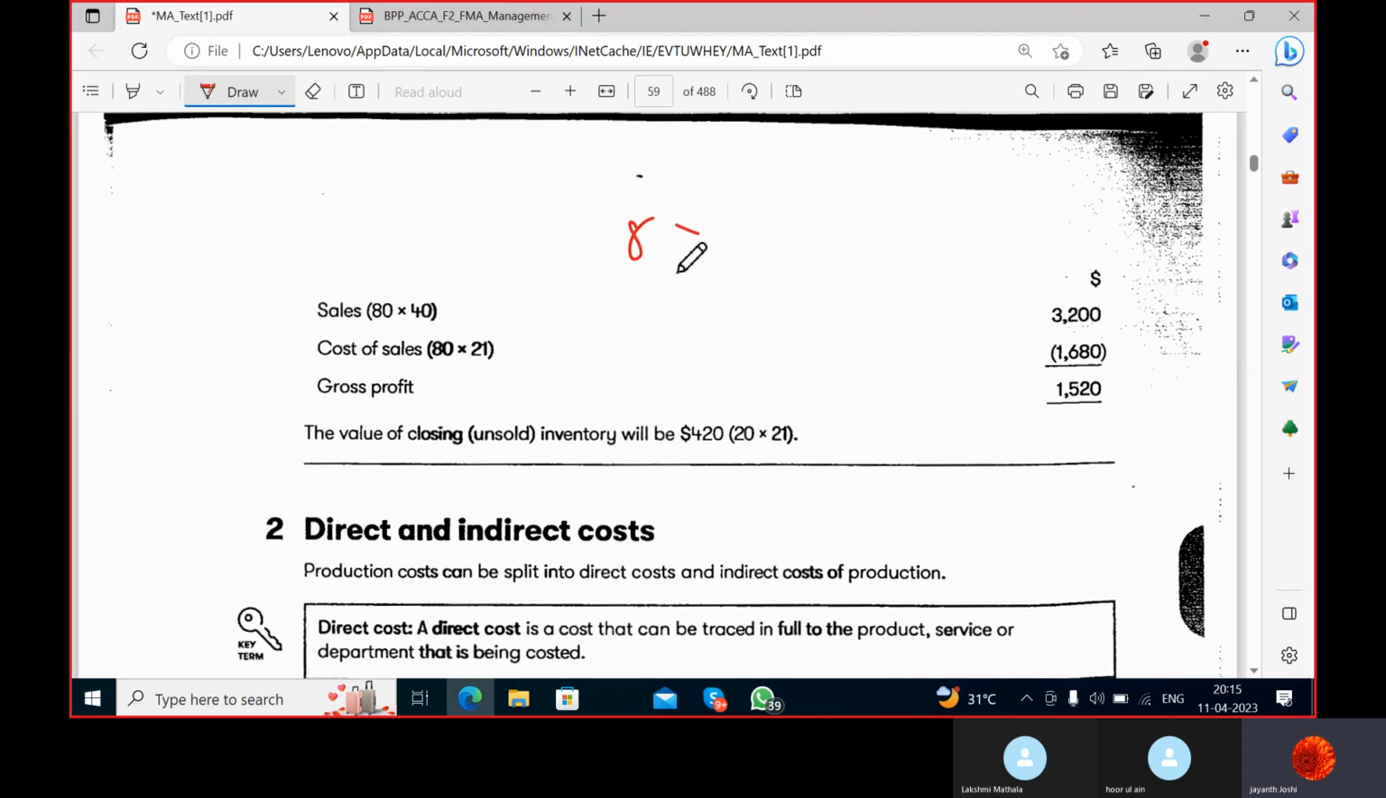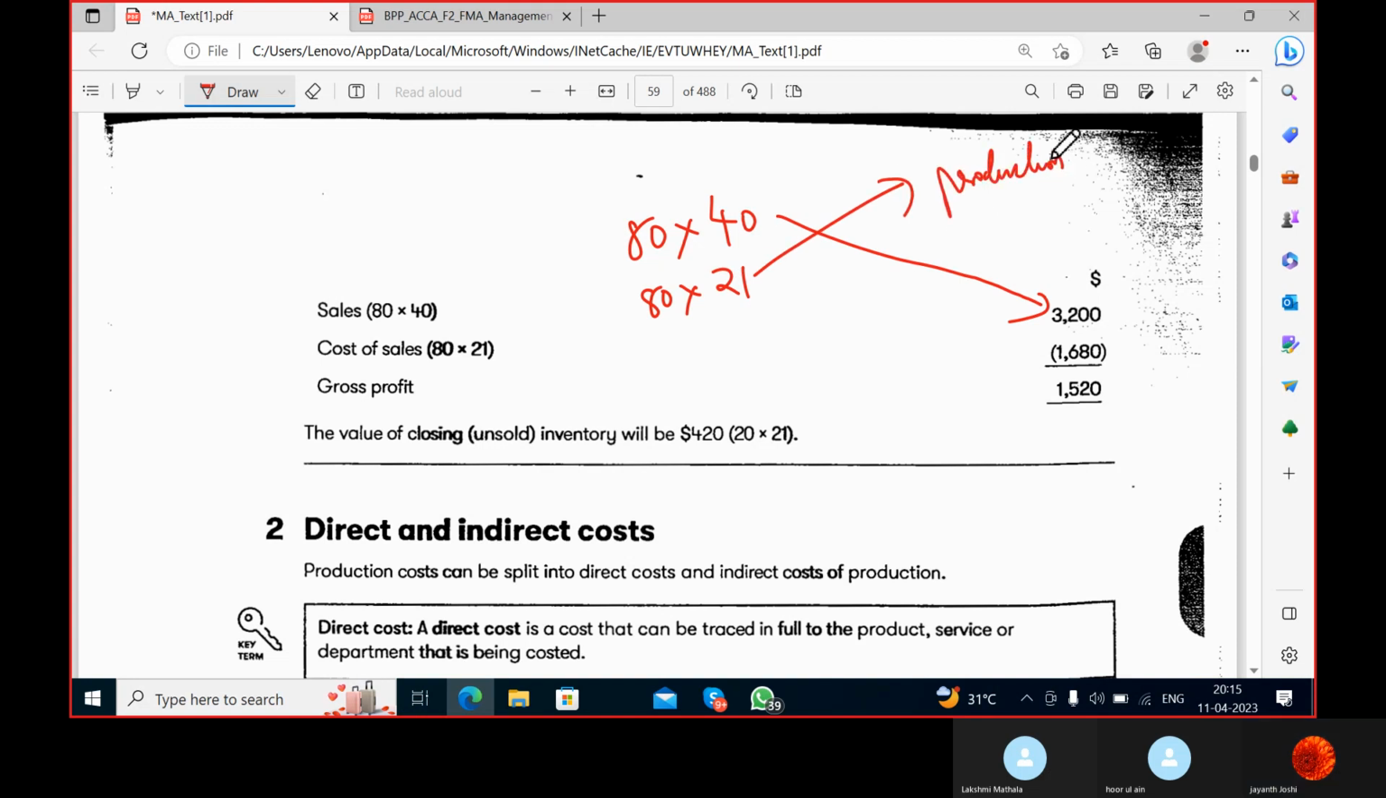We will take 80 units and the selling price is 40, 3200. What is the cost of sales? 80 units into $21. We have only taken the production cost. Non-production cost we have removed. Why? Because we are just finding out the gross profit. If you go for net profit, then you can take the production and the non-production cost as well. But here the problem is they are asking to find out gross profit.